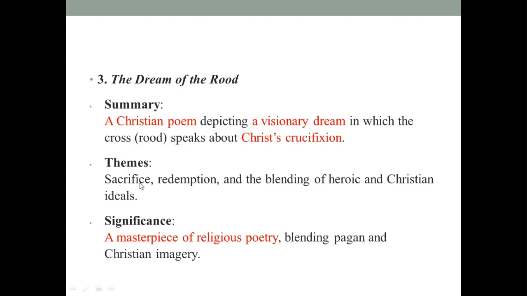And the themes which we see are sacrifice, redemption, and the blending of heroic and Christian ideals. In this poem, we find sacrifice, and then redemption, free from all sins, and the blending of heroic and Christian ideals. So the Christian morals, understand, and it is a masterpiece of religious poetry during the Old English period, blending pagan and Christian imagery. We find that pagan and Christian imagery in this poem.